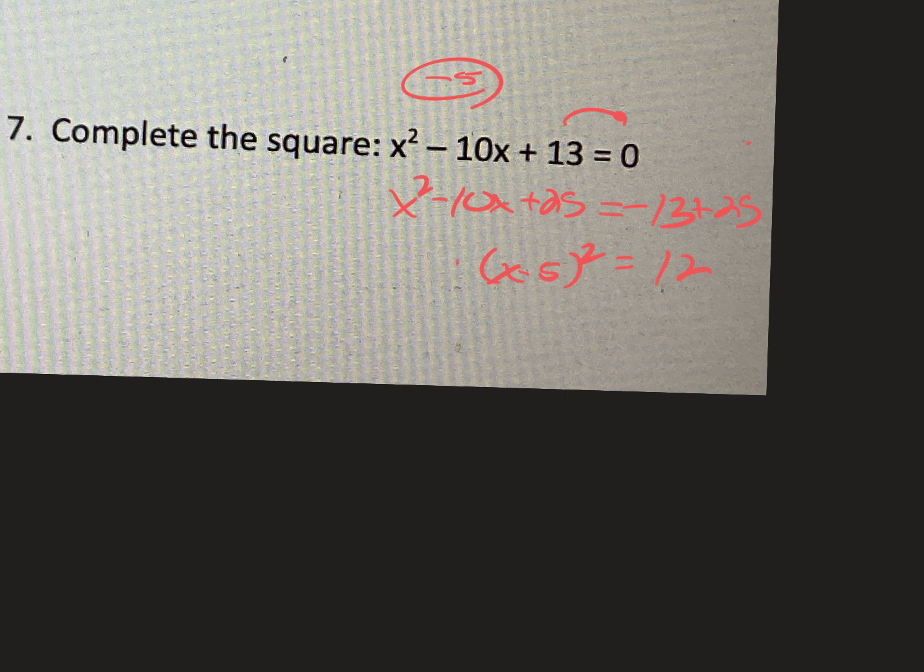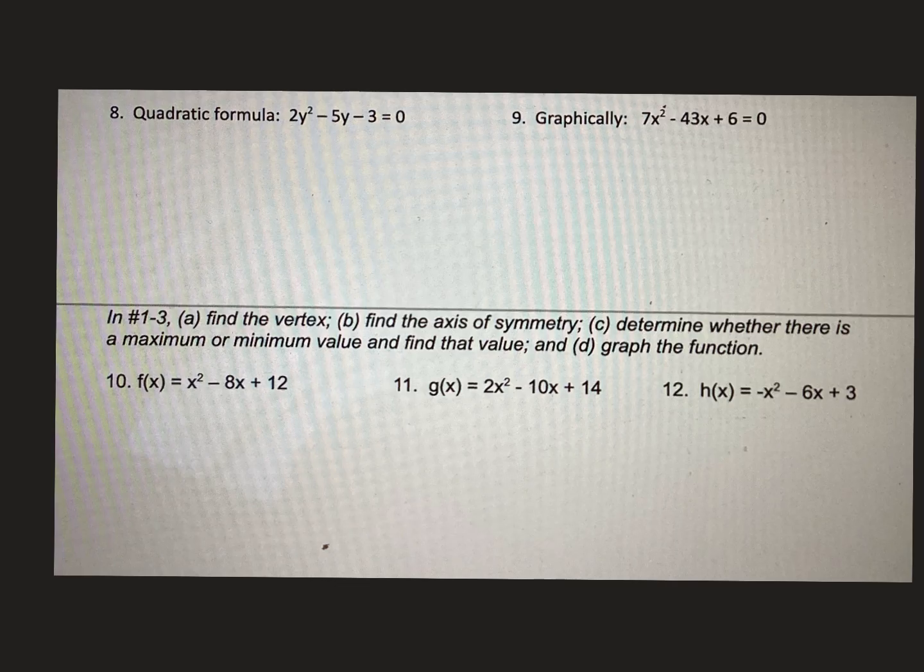Now to solve it, you got to do 2 steps. You got to take the square root to get rid of the square. When you take the square root of 12, you get plus or minus. 12 is really 4 times 3, so I get 2 root 3. And the last step, I'm moving that 5 over. Remember, the 5 goes in front of the plus or minus sign. And there's your 2 solutions.